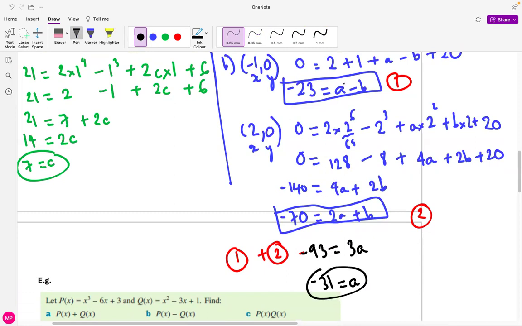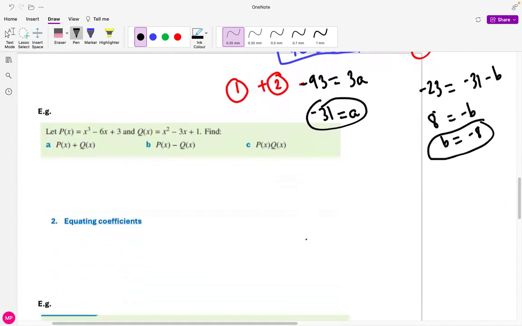Then I can solve for b. I put it back in because I know a is -31. So -23 equal -31 minus b. -23 plus 31 is 8. So 8 equal -b. b is -8. There you go.